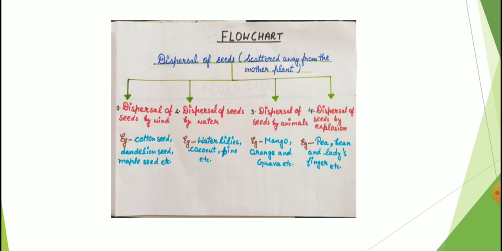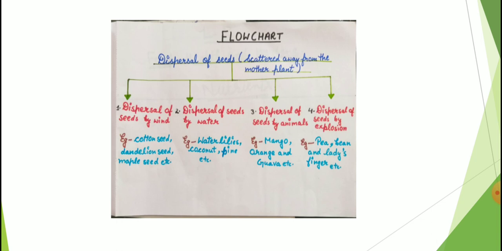Next is dispersal of seeds by animals. Human beings and animals eat a large number of fleshy fruits like mango, orange and guava. After eating the edible parts, they throw away the seeds here and there. Sometimes animals eat the whole fruits including the seeds, and these seeds are not digested and pass out through their feces.